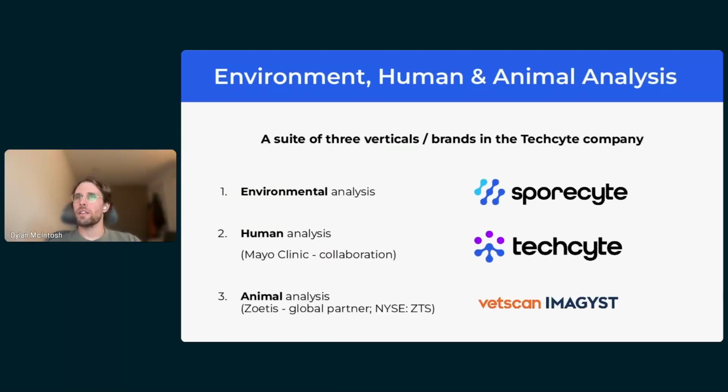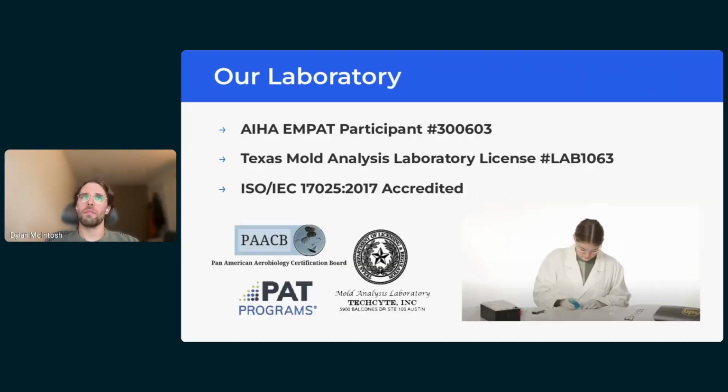There's three product lines or verticals at our company. Environmental is under the Sporecyte brand. Our human analysis is under the TechCyte brand, and our animal analysis is under the VetScan Images brand. Our lab is located in Orem, Utah. That's where you send us samples. That's where we get them prepped and scanned and analyzed.